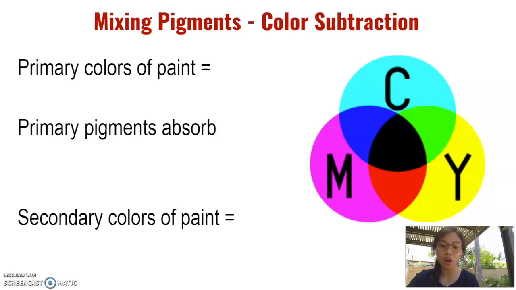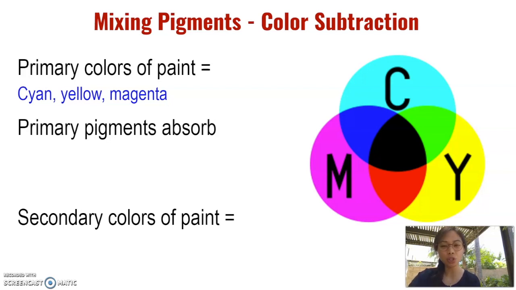Now let's go ahead and move on to mixing pigments. This might be more familiar to you, especially if growing up you took an art class. In that class, you may have learned about primary and secondary colors of paint. I remember learning about the primary colors of paint as red, blue, and yellow, but technically the primary colors of paint are magenta, not red, cyan, not blue, and yellow.